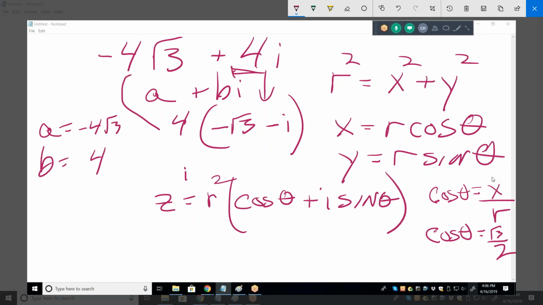Yes. Should it be plus i? I'm factoring out a positive 4. So, yes. That's correct. Okay.